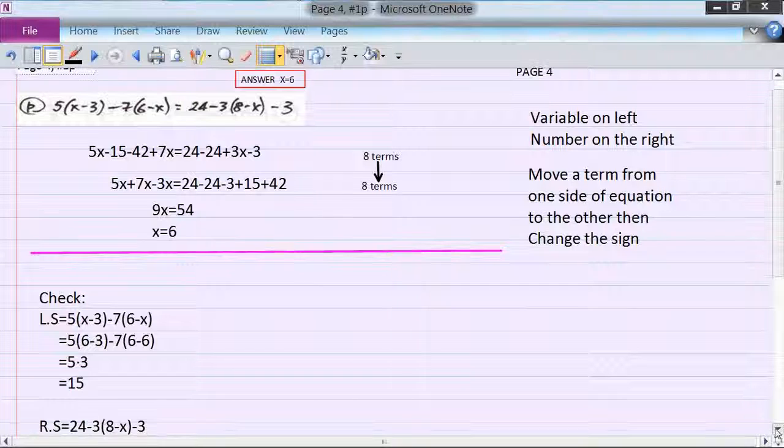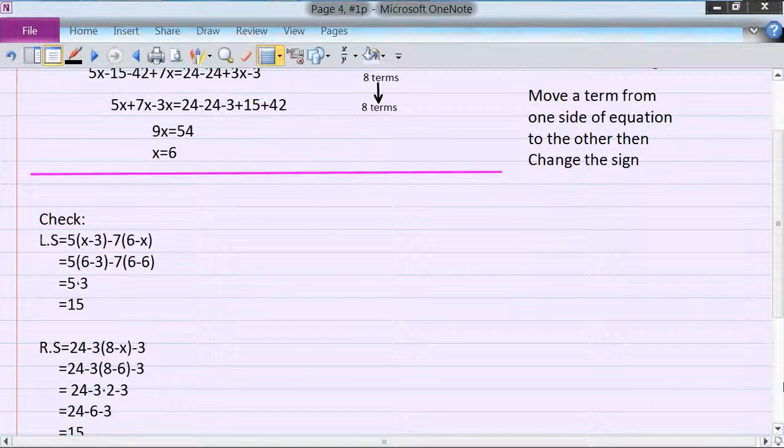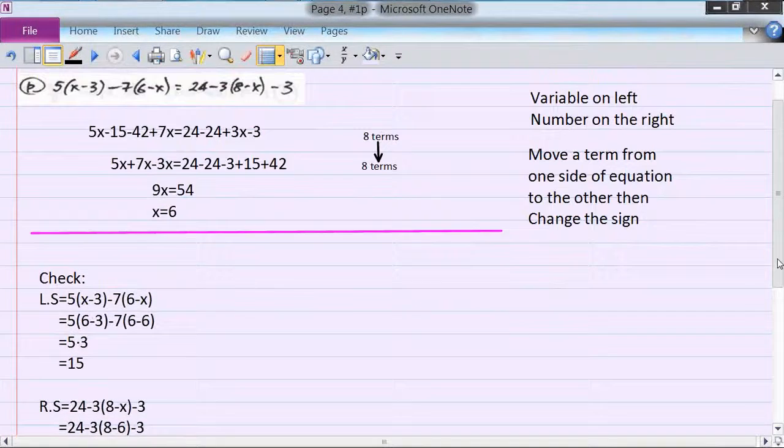Okay. Now to check the answer, and this is an important part of our process, here's the left side of the equation. I'm going to substitute x equal to 6 into the left side of the equation. So everywhere that x appears, I'm replacing it with a 6. So we have this right over here. This is the left side.